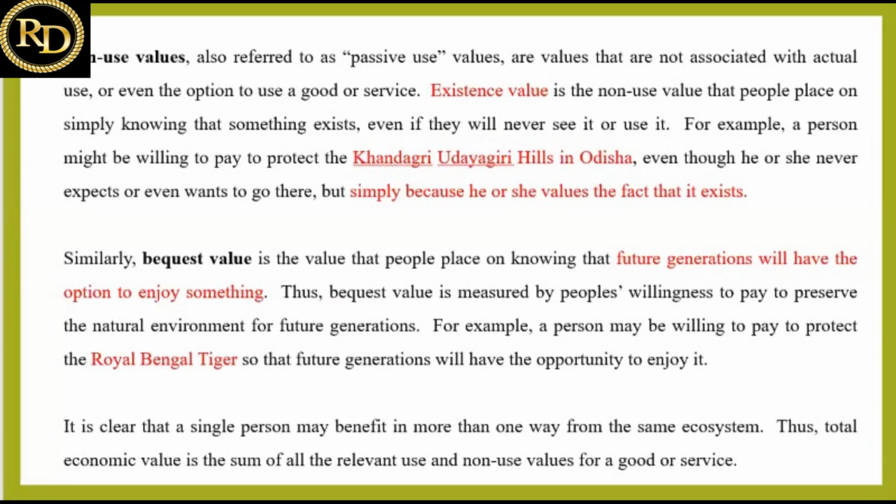Non-use values are passive values, existence values. For example, I might not be going to some hill, but it's just there. And since it's there, I don't want it to be depleted. Like, why unnecessarily go and kill something or just destroy something just because you are not using it? That is existence value. For that, I need to pay. Similarly, bequest value. The best example of bequest value is the tigers. Tigers are on the verge of extinction, and I want my future generations to see them. If I want my future generations to see them, then me and the people of my generation have to pay for it. Okay.